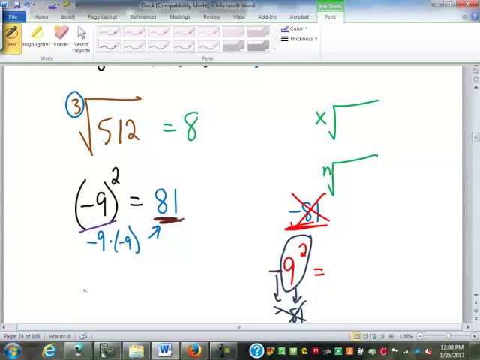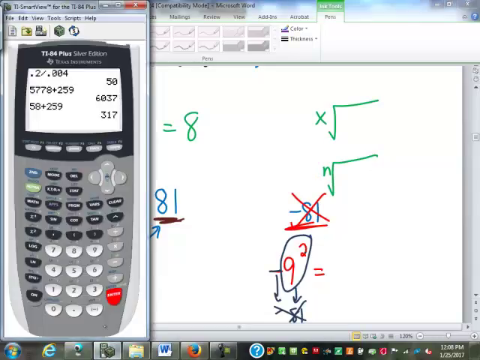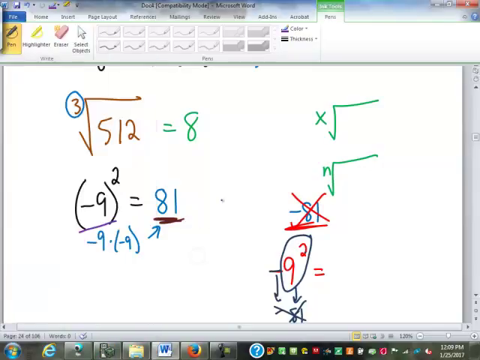So let me show you on my calculator here. If I did just -9 and I use the X squared key, it's going to try to tell me -81, and I know that's not correct. I have to do parentheses, -9, close parentheses, and then squared. That gives me the correct answer of 81.